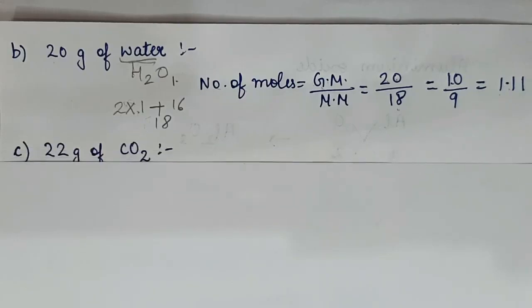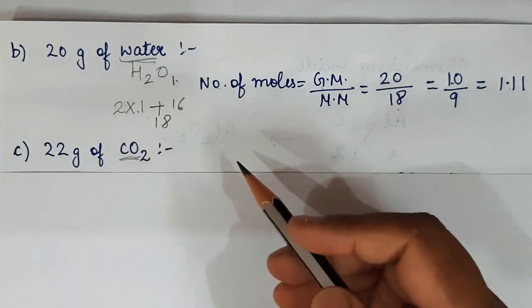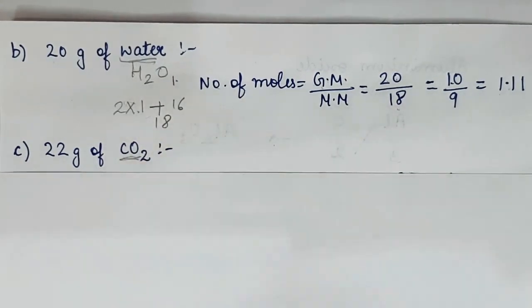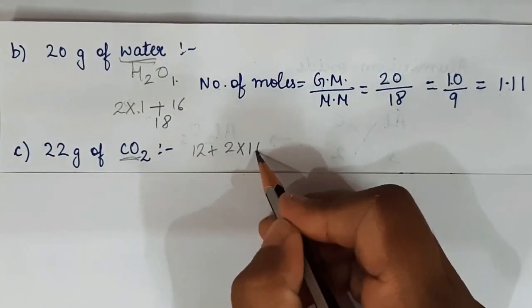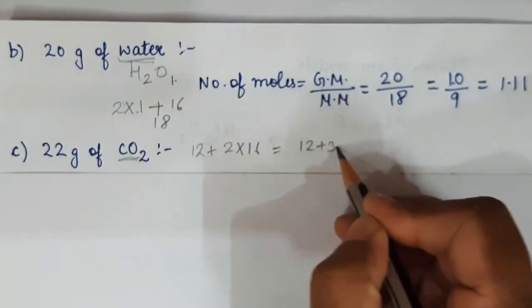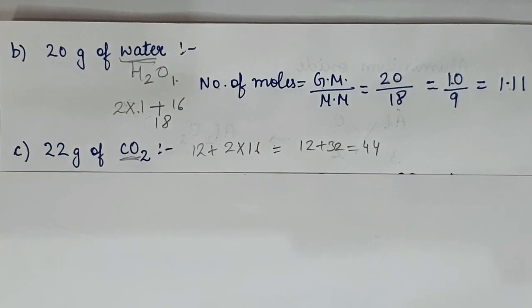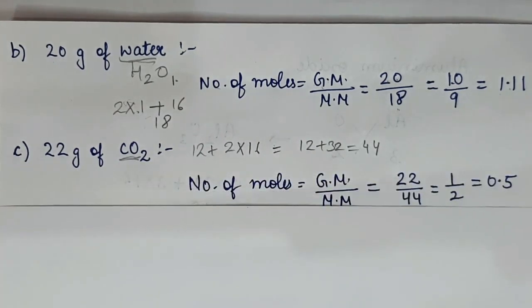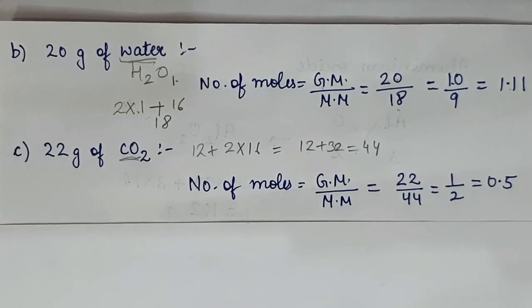C part, 22 gram of carbon dioxide. Carbon dioxide, calculate the molecular mass. What is the atomic mass of carbon? 12 plus twice of oxygen. Oxygen is 16. So 12 plus 32, that is 44. So number of moles is equal to given mass upon molar mass, that is 22 divided by 44, that will be 0.5 moles. So this was question number 8.